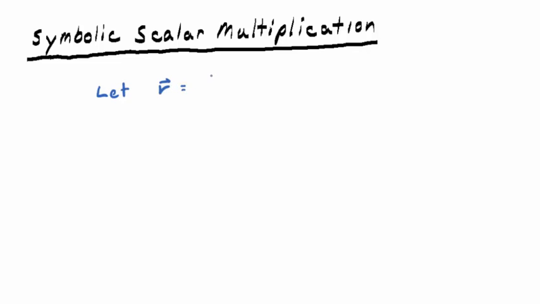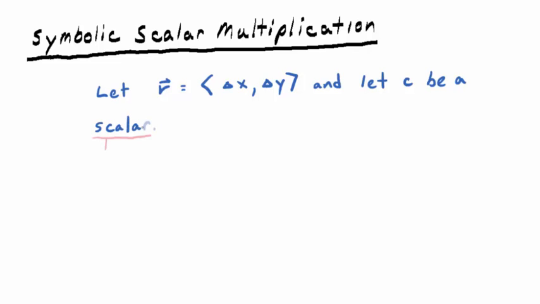V, and I'll go back to my component form, delta x, delta y here. Hopefully that doesn't bother you. So if you have a component form of V, delta x, delta y, and let c be a scalar. Well, wait a minute, I'm introducing a definition here. Think of a scalar as a single numerical quantity. Okay, then this is the big definition we're trying to come up with.